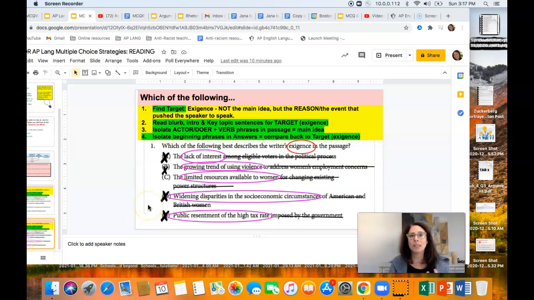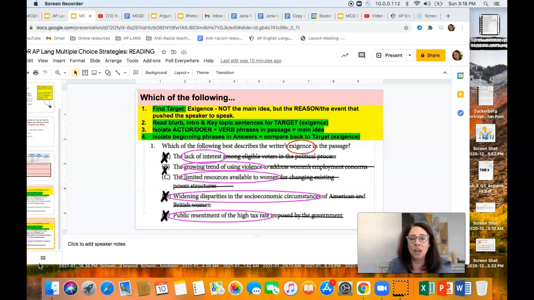So again, what did I do? I found the target in the actual question. What was I going to focus on? And this was exigence. I'm going to read the blurb back in the passage, and I'm going to notice the doer, the actor, and the subject, the actor, and the action, which is the verb.